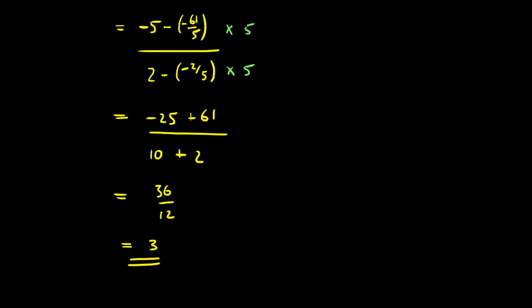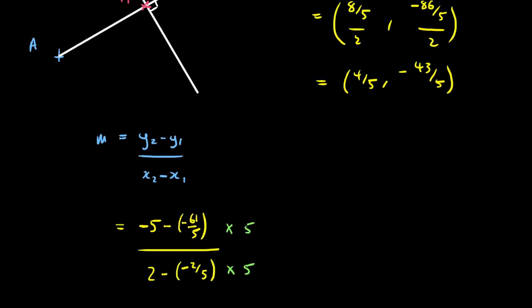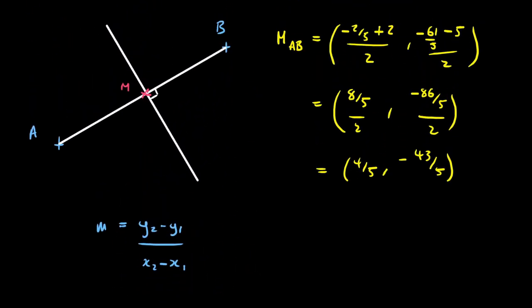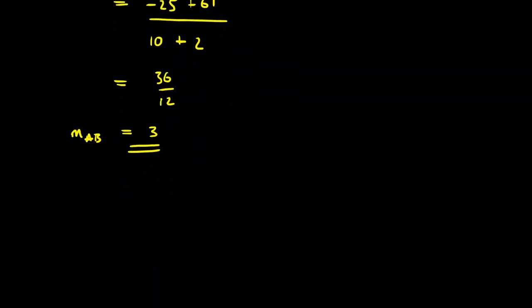So we now know that the gradient of AB, little m AB, is 3. What we want to find is the gradient perpendicular to that. How do we find a perpendicular gradient? We use the formula m1 m2 is equal to -1. If two gradients are perpendicular, then the product of those gradients is equal to -1. So if our gradient of AB is 3, then the perpendicular gradient is equal to -1 divided by 3.